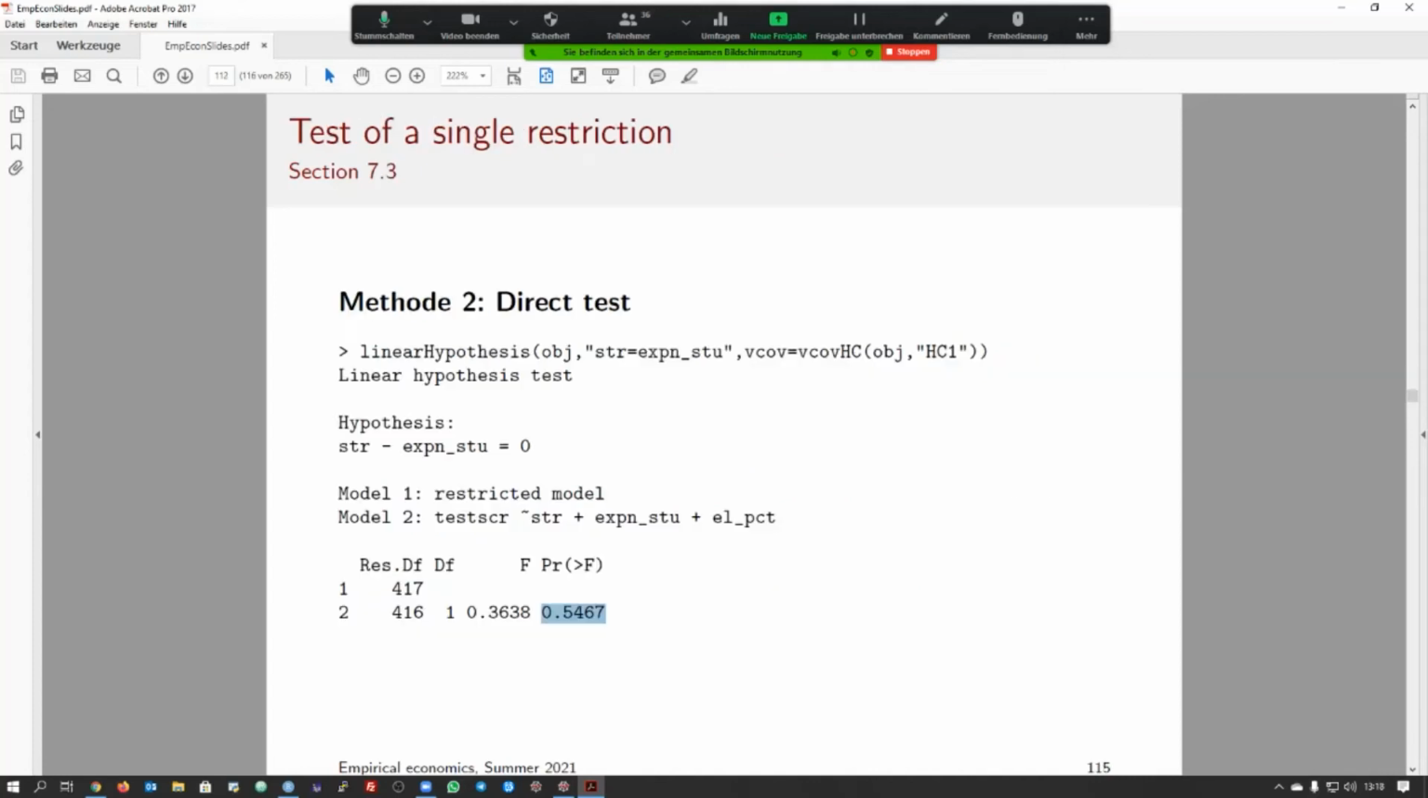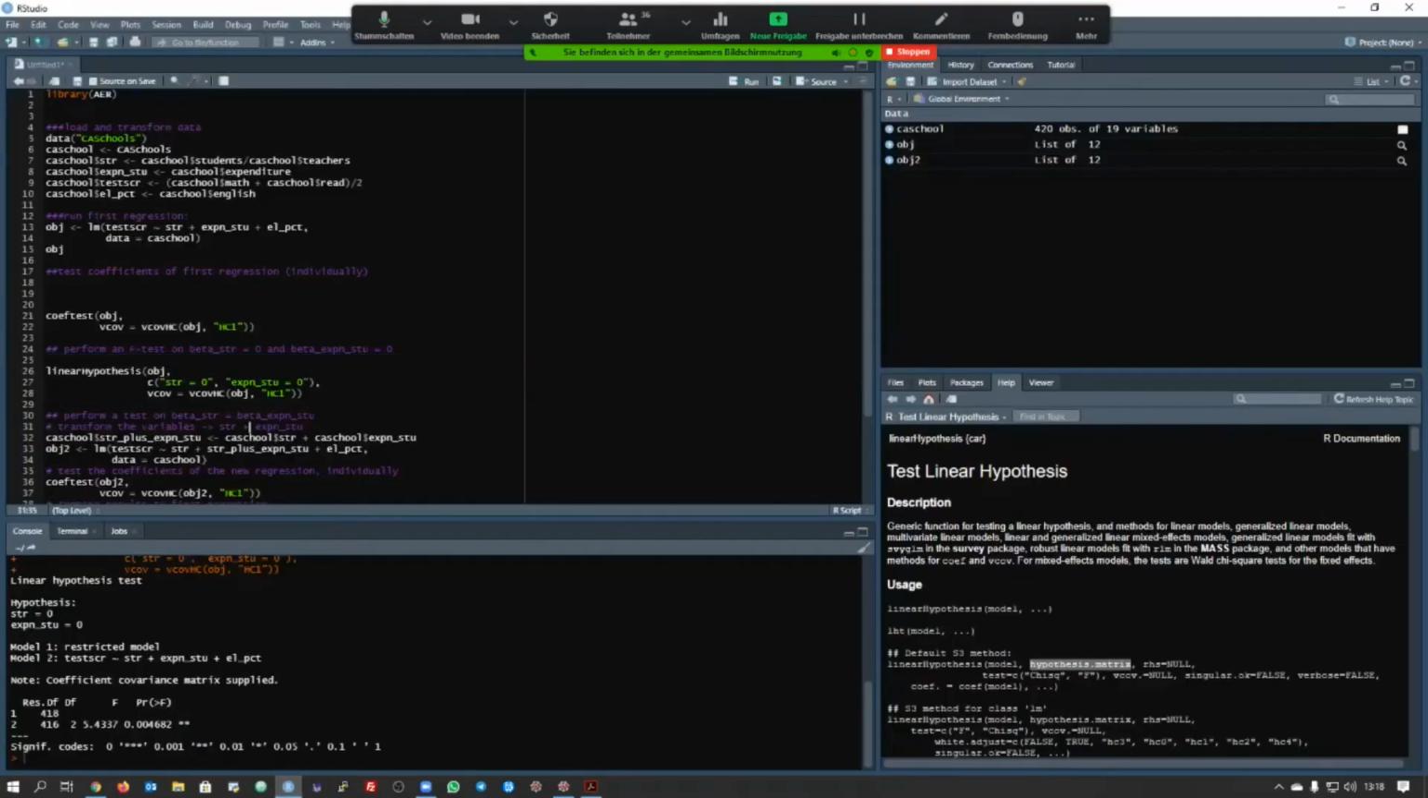Sorry. Let's have a brief look into how that works in R, and let's have a look into both of the methods. The first method was to rearrange the model, and we needed a new variable that now contains the sum of student-teacher ratio and expenditure per student. And that's what we are doing here.